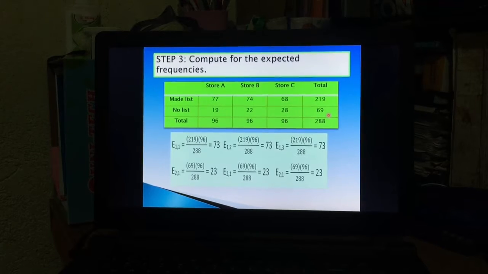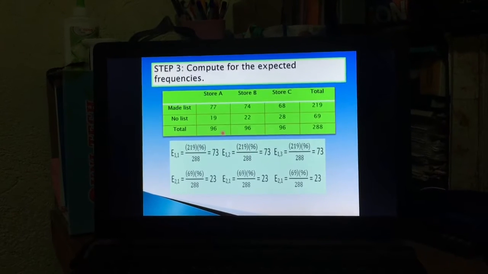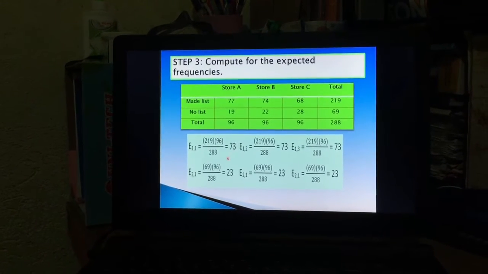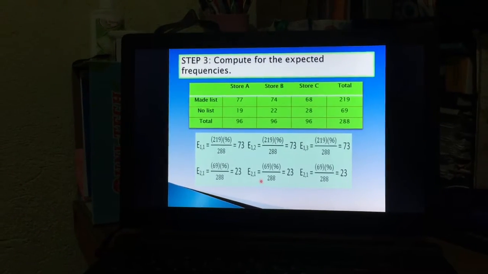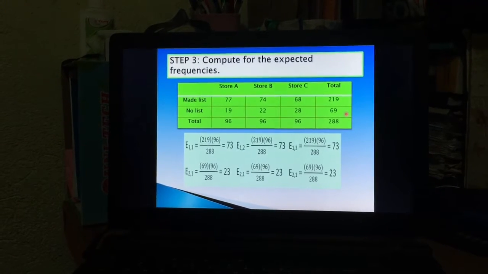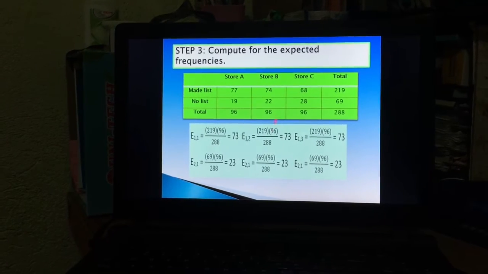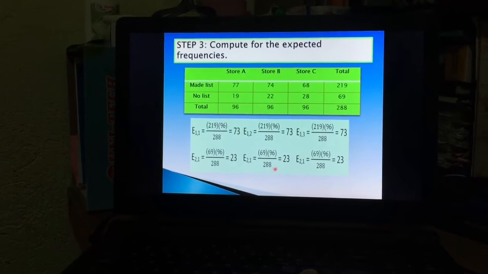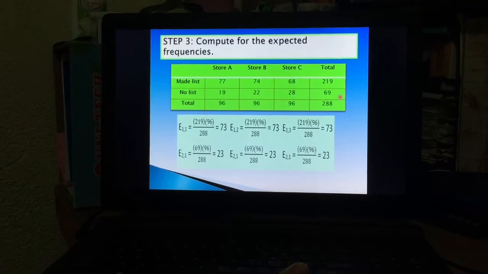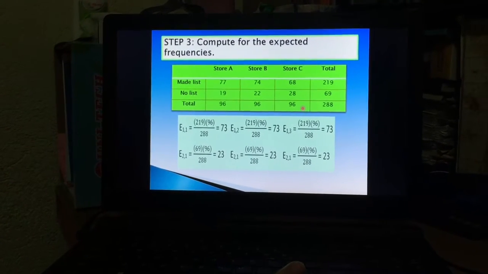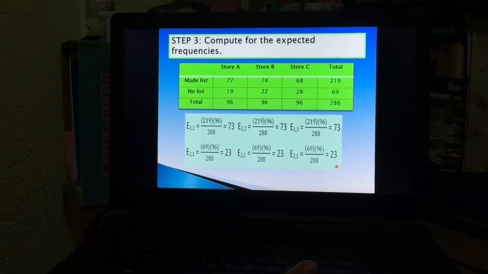Next, let's have the second row. Second row total of 69 multiplied to the first column total of 96 divided by 288 is equal to 23. Next, second row total of 69 multiplied to the second column total of 96 divided by 288 is equal to 23. And lastly, second row total of 69 multiplied to the third column total of 96 divided by 288 is equal to 23.